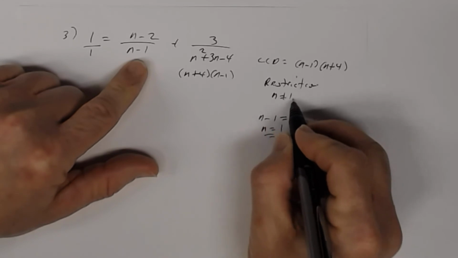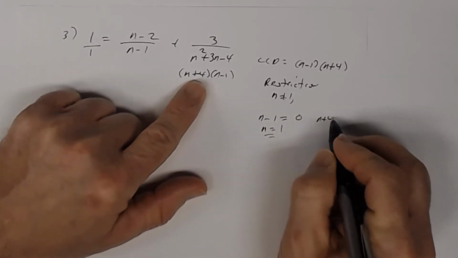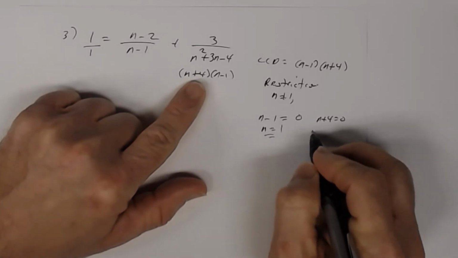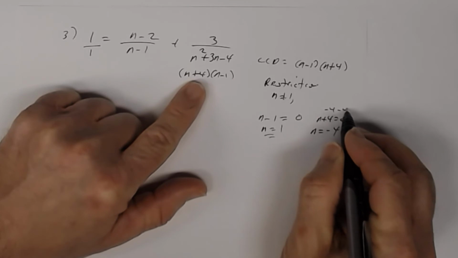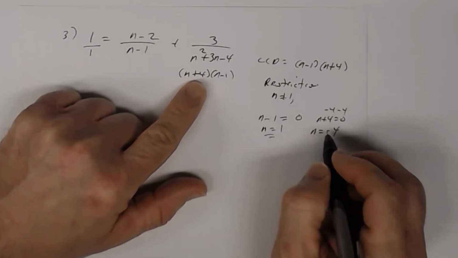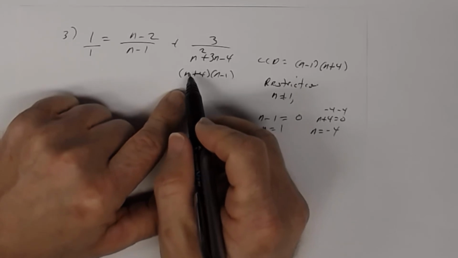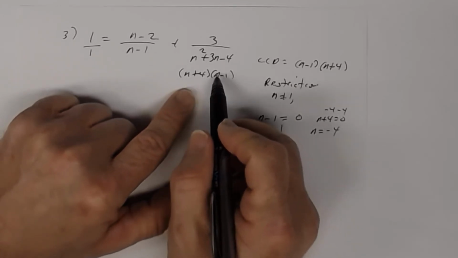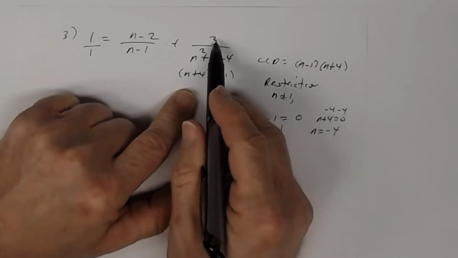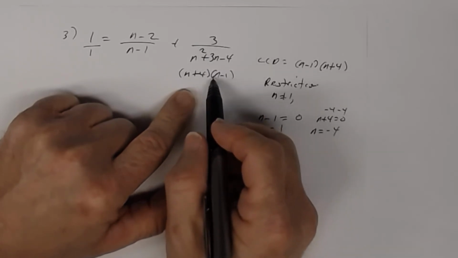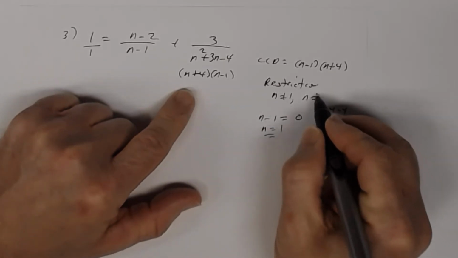N cannot equal 1. Then the next one, n plus 4, do the same thing. Where is n plus 4 equal to 0? Well, n plus 4 is equal to 0 when n is equal to negative 4. Remember, you subtract 4 from both sides. Notice that when n is negative 4, negative 4 plus 4 is 0, negative 4 minus 1 is negative 5, 0 times negative 5 is 0, and you get 3 divided by 0, which is undefined. So n cannot be negative 4.